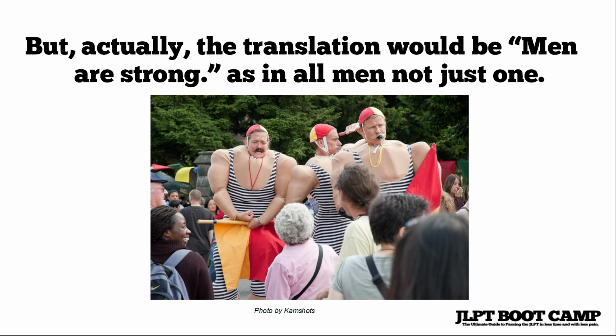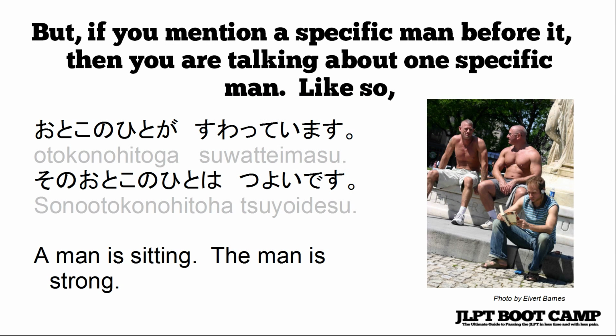However, of course, if you do mention a specific man before it, then you're talking about one specific man. So, like so. Otoko no hito ga suwatte imasu. A man is sitting. That's the first time we mentioned him. So we use ga. Second sentence, sono otoko no hito wa tsuyoi desu. The man is strong. If you connect these two sentences like this, then we are talking about one specific man. But if it's by itself, of course, we're talking about all men in general.